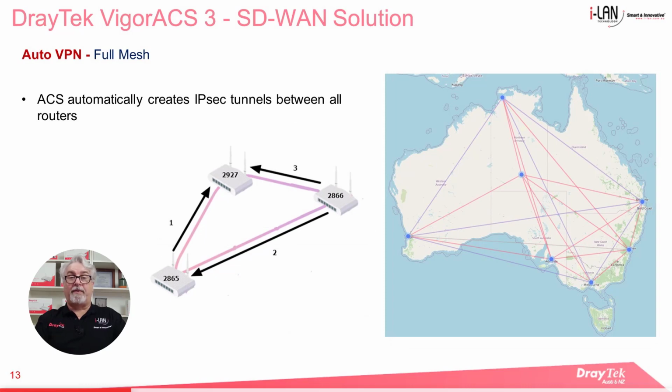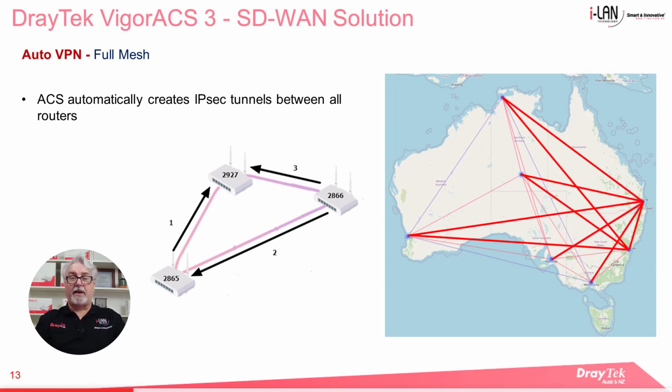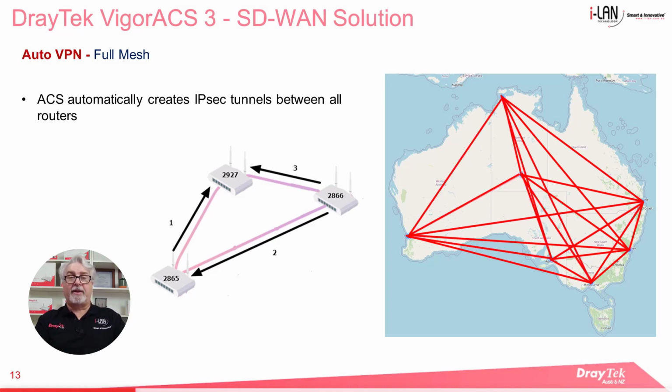And here's what a full mesh VPN can look like. Here you can see that all routers in Australia have VPN connections to each other. Once again, if a subnet conflict occurs, ACS 3 can design and suggest alternative LAN subnets for all devices. We'll come back to these two VPNs shortly and show you how to configure them.